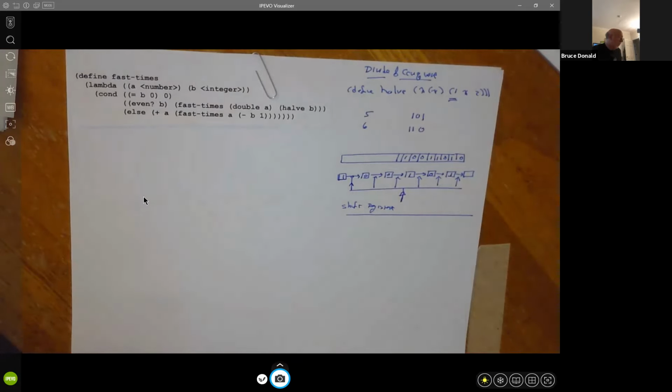Okay, so back to where, that was a little digression, back to where we were before. All the primitives are constant time, double and half are constant time. What's the complexity of fast times in terms of the size of the number b?